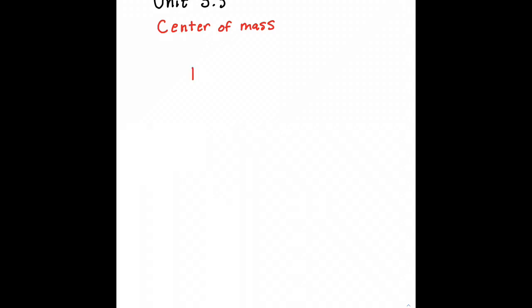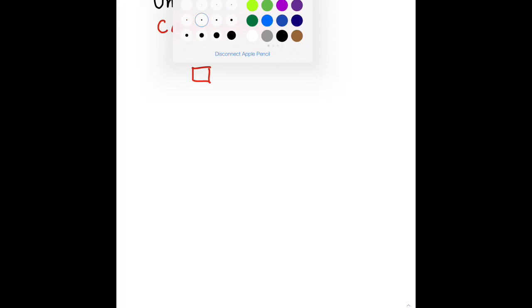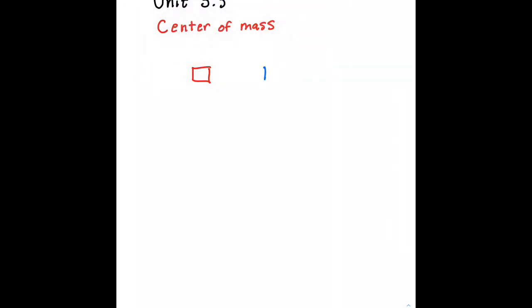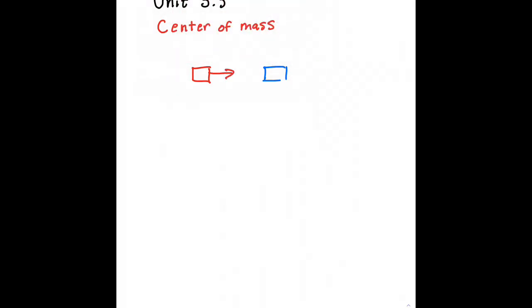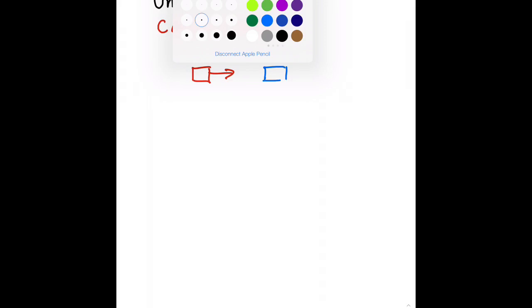When two carts collide with each other, in this example, we'll imagine a red cart moving to the right, colliding with a blue cart that's stationary. And when the two carts collide, something special happens regarding the center of mass of the system.